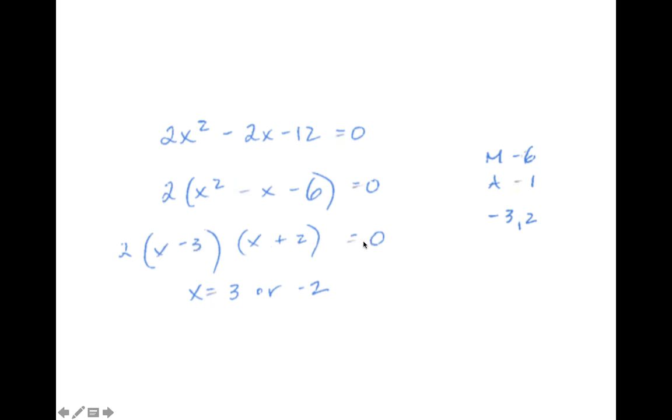And then I have to ask myself, okay, what makes these guys a 0? If x minus 3 is equal to 0, that means x is a 3. And if x plus 2 equals 0, that means x is a negative 2. So I have 2 roots of my quadratic equation.